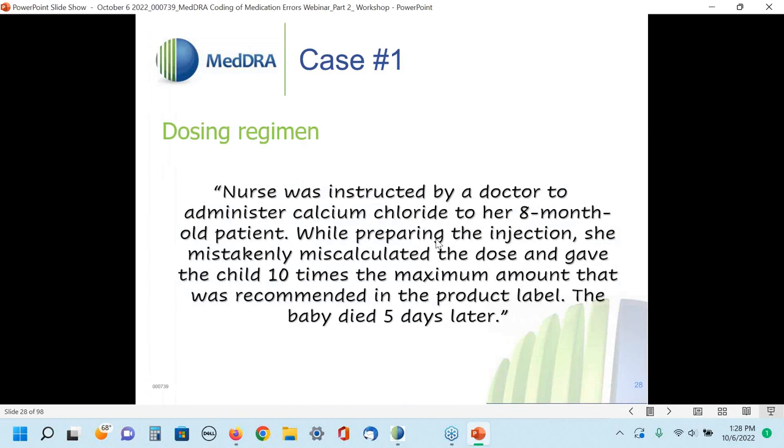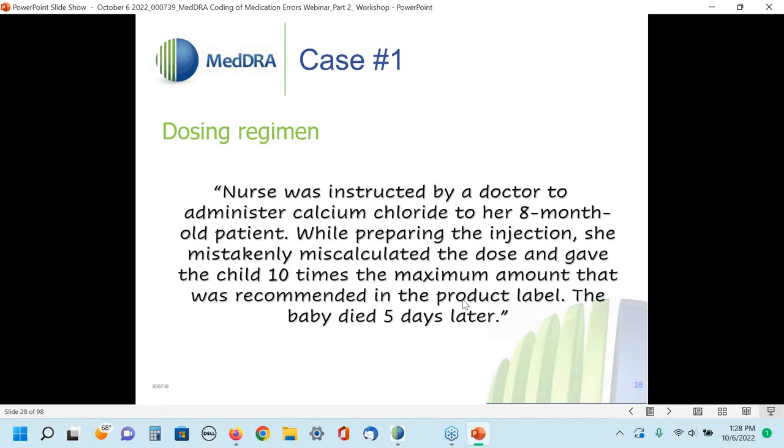But now we have a nurse who was instructed to give a drug to a particular patient. And while preparing the injection, she mistakenly miscalculated the dose. Mistakenly, by definition, tells me that this was unintentional, that this was accidental. And what actually happened here was a miscalculation of the dose. And as a result, the child was given 10 times the maximum amount that was recommended by the label. The maximum amount recommended in the product label is MedDRA's concept description of an overdose. So this child was also subjected to an overdose as well.